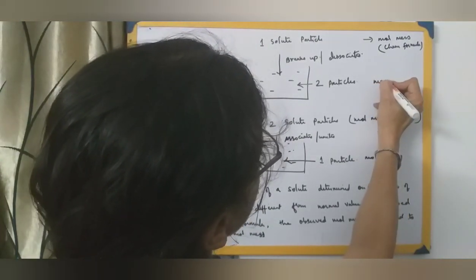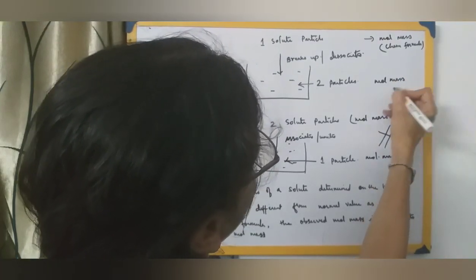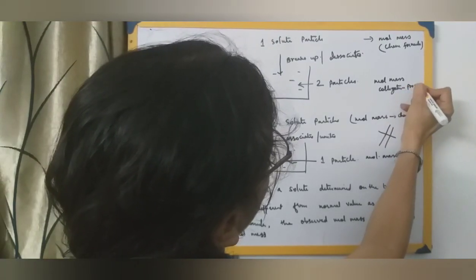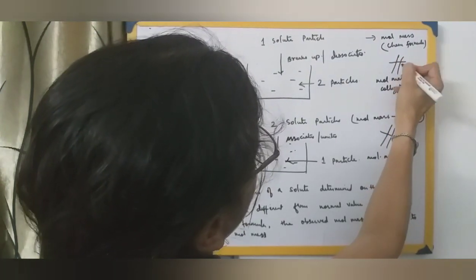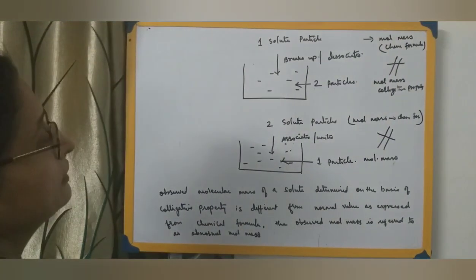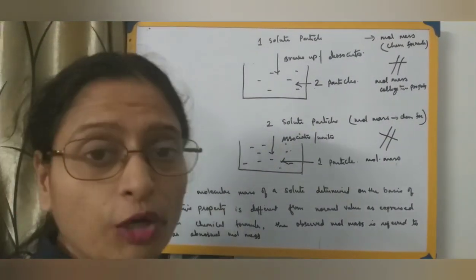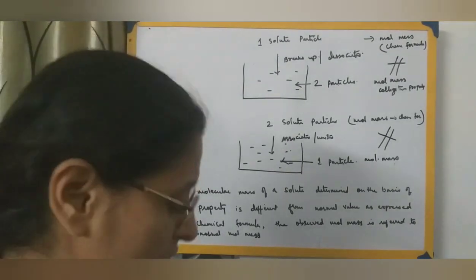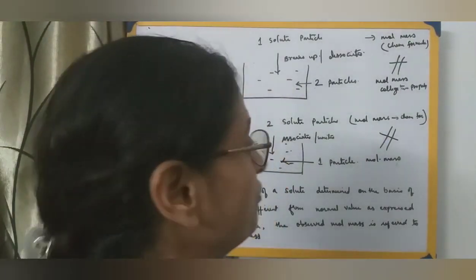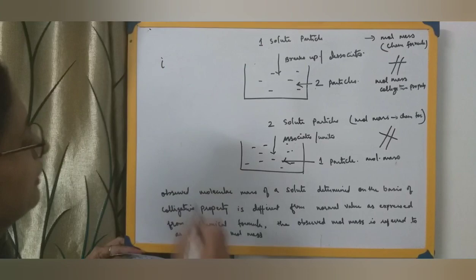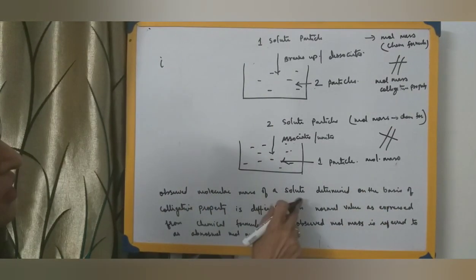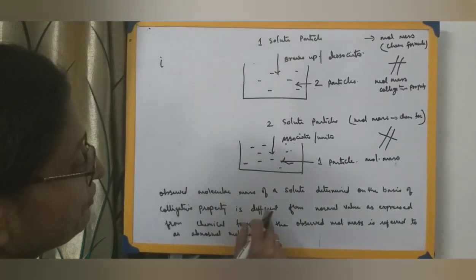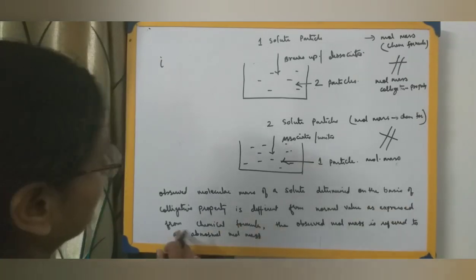Here also, the molecular mass that we are calculating is based on the colligative property. So both of them are not the same, and it is showing some abnormal behavior. This extent of abnormal behavior, how much abnormal behavior it has been showing, we study on the basis of a factor called the Van't Hoff factor, i. Now first of all, we can say that the observed molecular mass of a solute determined on the basis of a colligative property is different from the normal value expressed from the chemical formula.